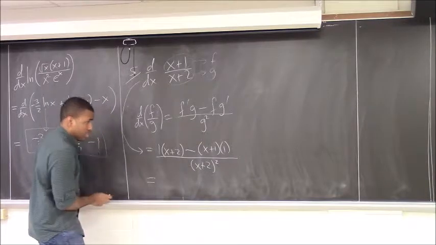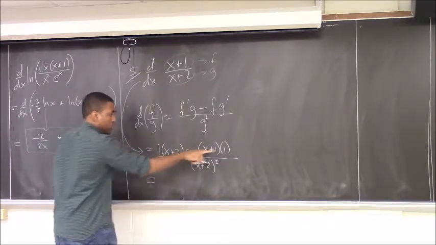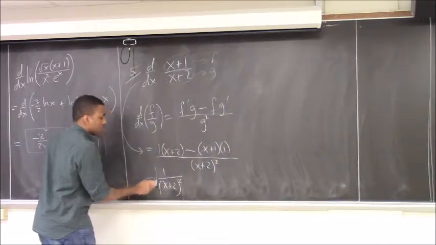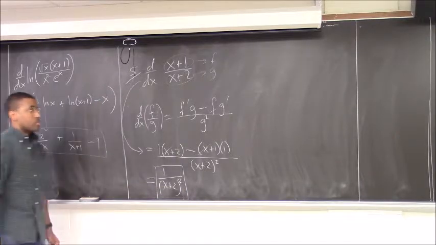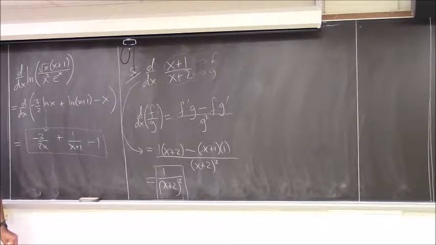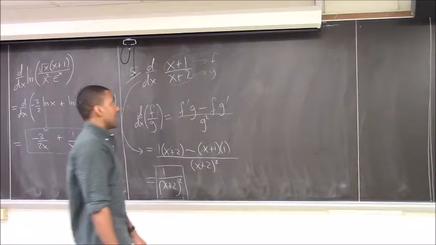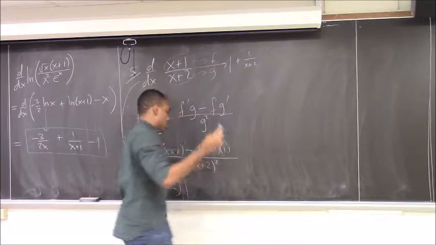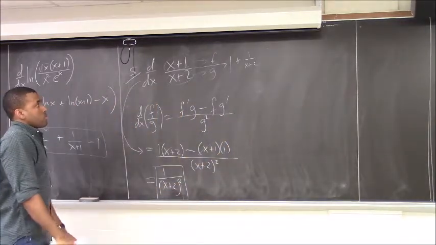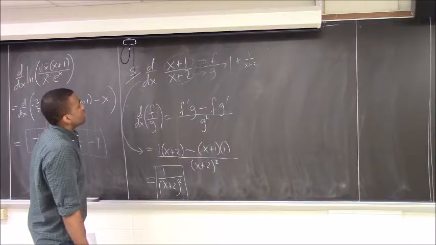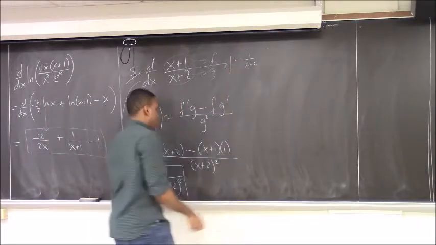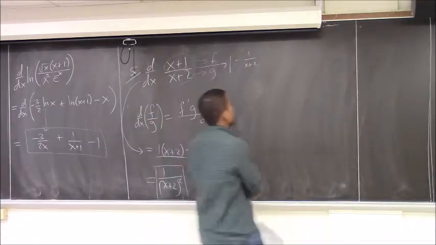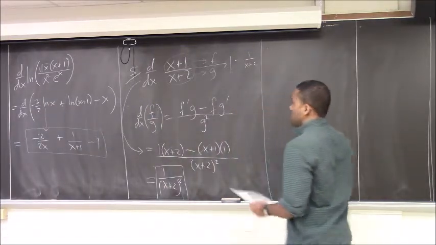We can simplify this a little bit. This is x plus 2 minus x plus 1, so that just becomes 1 over x plus 2 squared. Which kind of makes sense, because technically you could simplify this to 1 minus 1 over x plus 2. But yeah, I wouldn't worry about that. That's something you need to practice to see, I think.